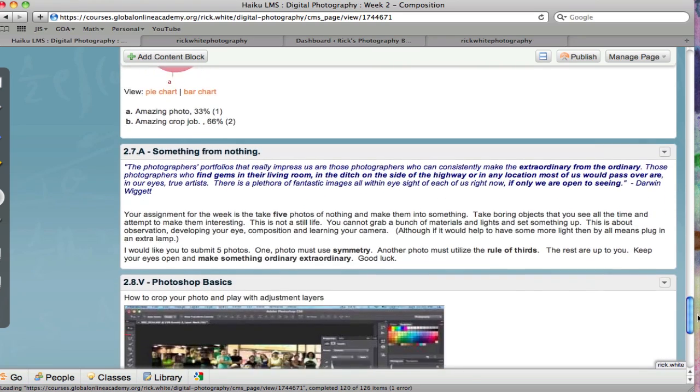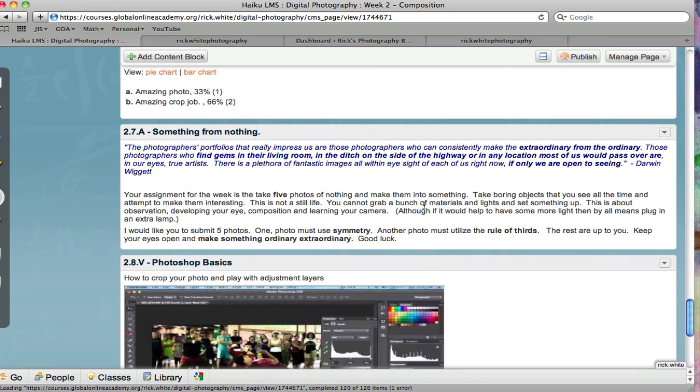And then your assignment for the week is to create something from nothing. What I mean by that is, if you read this statement here: photographers' portfolios that really impress us are those photographers who consistently make the extraordinary from the ordinary. Those photographers that find gems in their living room, in the ditch on the side of the highway, or in any location that would pass most of us up. These guys are true artists.